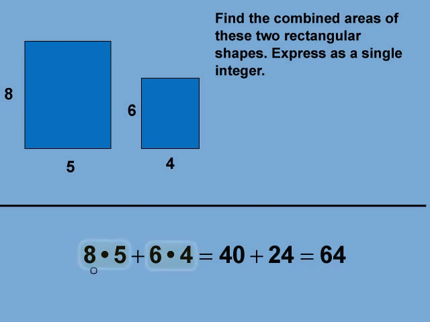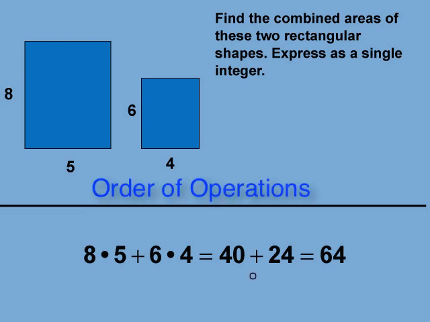Notice that we perform the multiplication first, before adding the products. This is an example of following the order of operations. In other words, we would not have added these two terms first before multiplying. Let's look at another example.